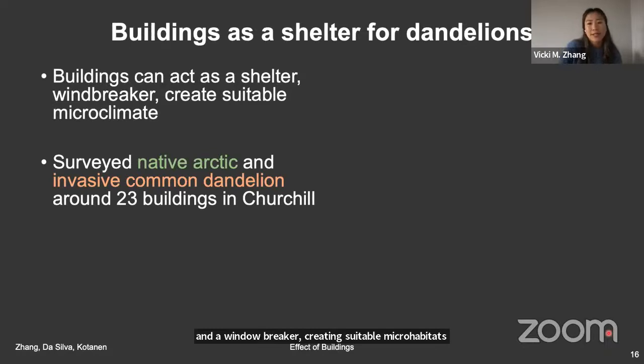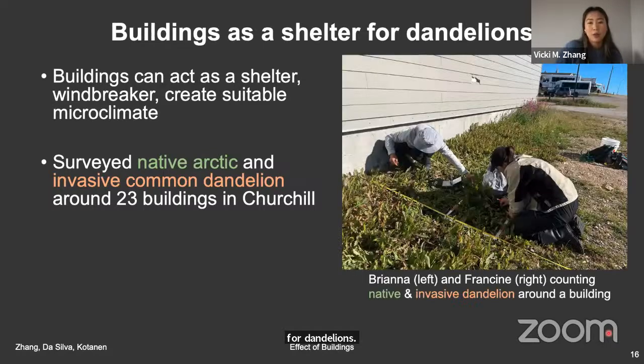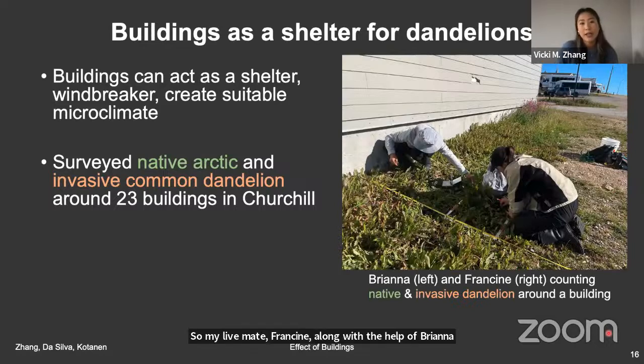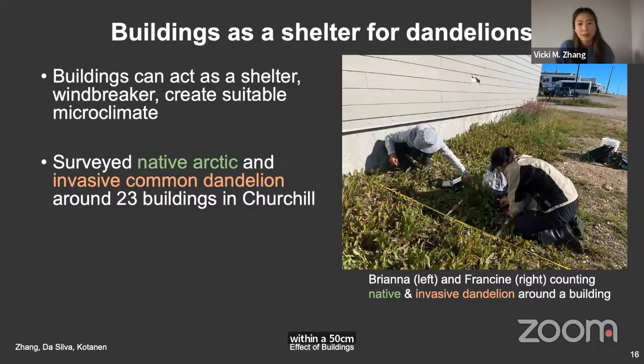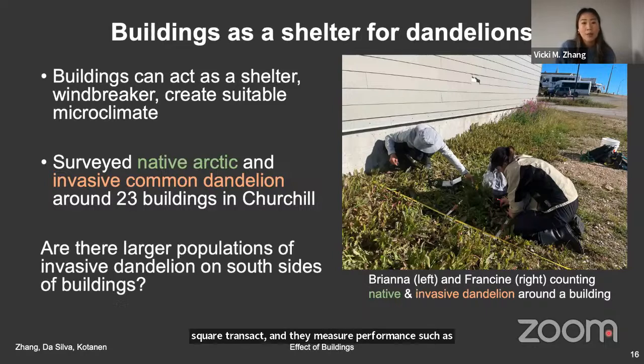So my lab mate Francine, along with the help of Brianna in undergrad, surveyed native Arctic dandelion and invasive common dandelion around 23 buildings in Churchill. So they counted the number of dandelions within a 50 centimeter square transect, and they measured performance such as leaf length and flowering. And they asked whether common dandelions had higher survival on south-facing sides of buildings compared to north-facing sides and compared to native dandelions.